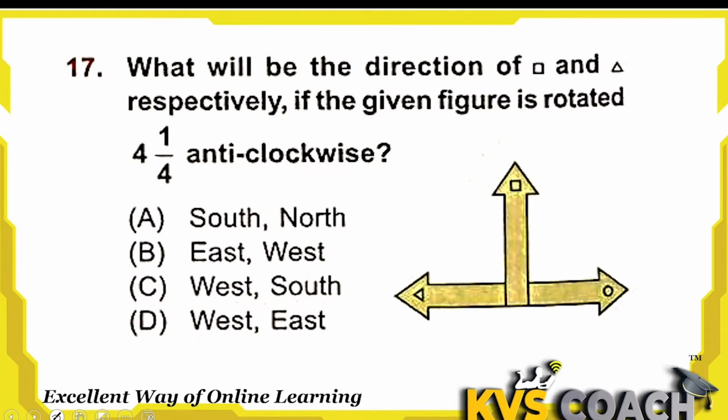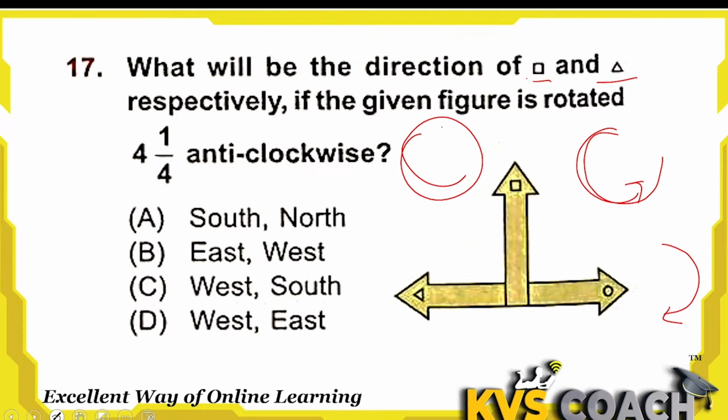Next is, what will be the direction of this and this, the square and triangle respectively, if the given figure is rotated 1/4 anti-clockwise? This is the anti-clockwise direction, and this is called the clockwise direction, and they are talking about anti-clockwise. So look, after 4 rounds, 1, 2, 3 and 4, they will remain the same after a complete 4 rounds, but after that we will take a 1/4 round. Okay, so after a 1/4 round this will rotate 1/4 time. Okay, so this will be here. Okay, after a 1/4 round the triangle will be here, and this will be here.